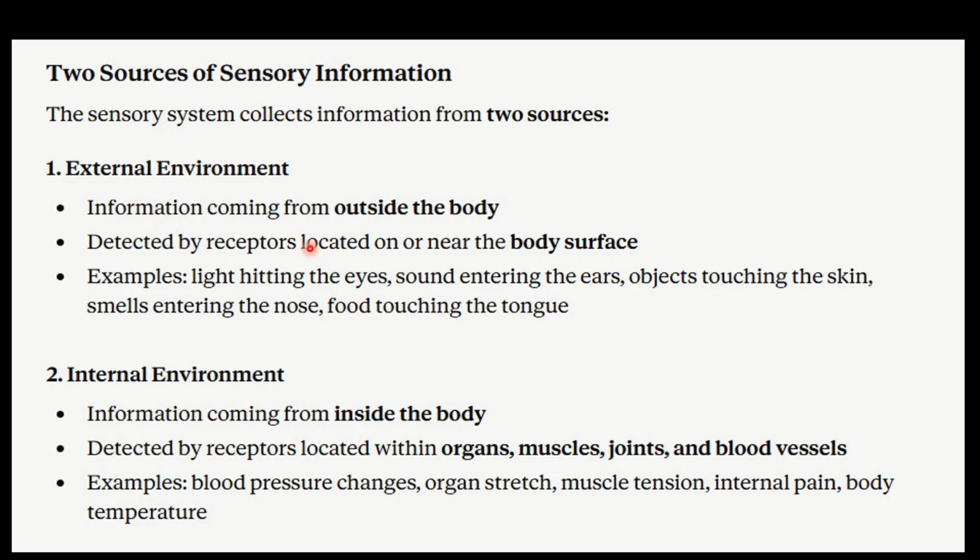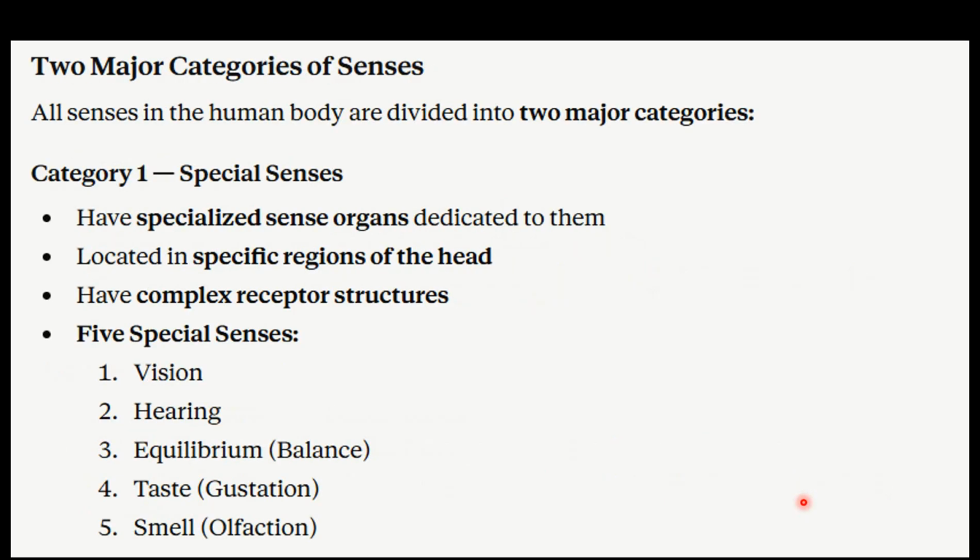Similarly, we have internal environment, information coming from inside the body, detected by receptors located within organs, muscle, joint and blood vessel. Then we have examples: blood pressure change, organ stretch, muscle tension, internal pain, body temperature. These all come under internal environment.